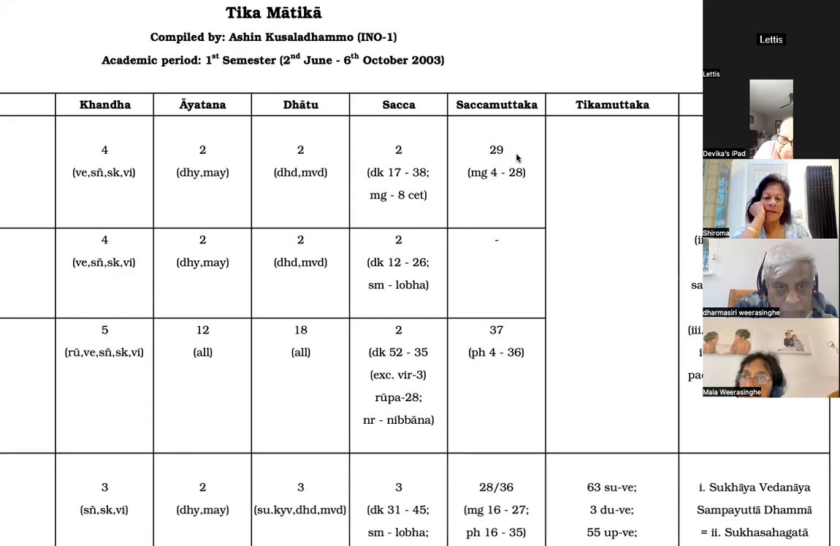Yes, 29 is 1 Magga, Sotapanna Magga, and 28 Chetasikas. Sakadagami Magga and 28 Chetasikas. That is how it becomes 29. At one given time, it is only 29. Is that clear, everyone? Is that clear, Hemamali?